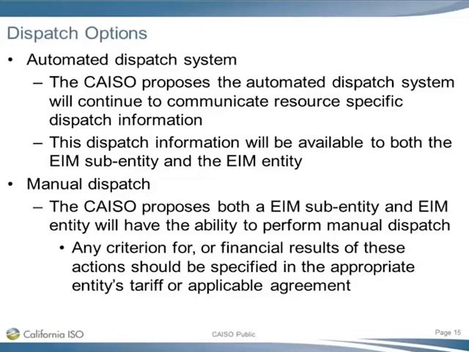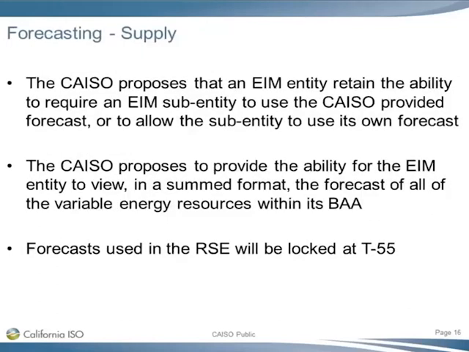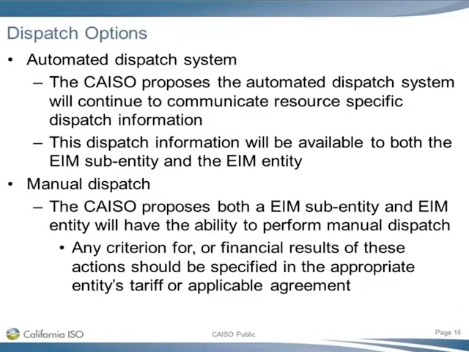On the manual dispatch, our reasoning was that we again don't want to take away a BAA's ability to perform manual dispatch if they need to in their balancing function. While an EIM subentity could choose to manually dispatch as part of a reserve sharing agreement was a request we heard.